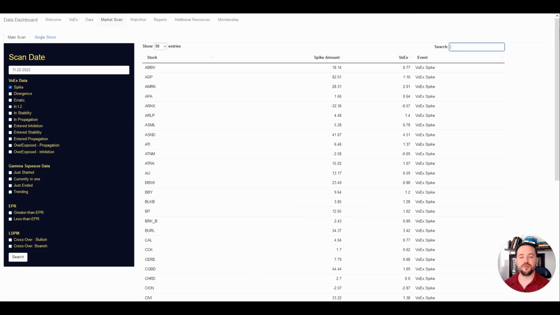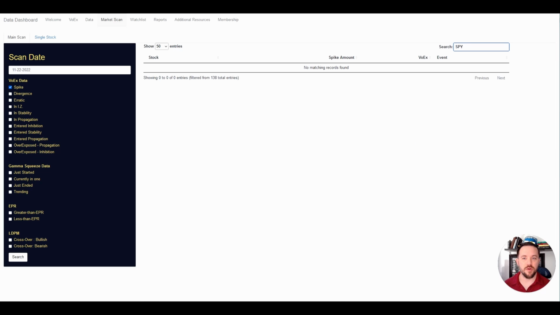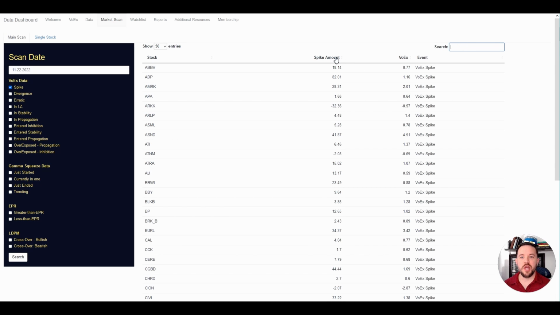We can also search for a specific stock if we want to see if it had a VoEx spike. And we see that out of the 138 entries, SPY did not have a VoEx spike. The spike amount tells us how large of a spike the spike was.